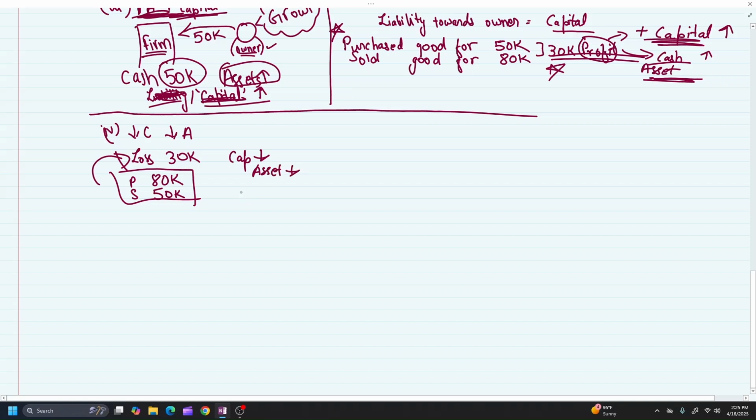Okay, another example of decrease in owner's capital and decrease in asset is drawings. Drawings. Now, what is this drawing?